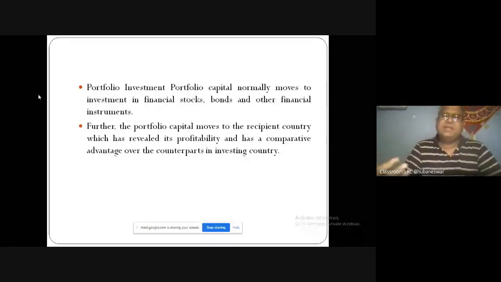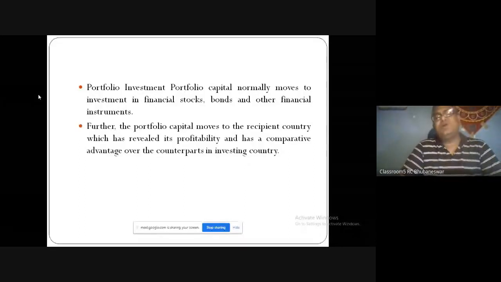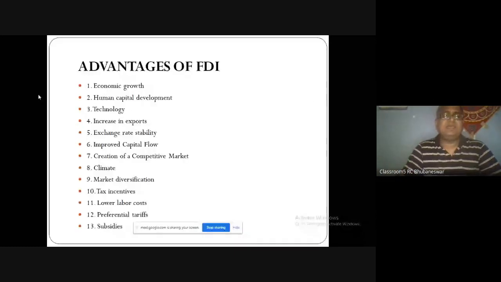It means how much gold we have, how much dollars we have, and how much foreign currency we have. That type of recipients of a particular country reveals that the country is strengthened and in a positive mood through the particular investment avenue.